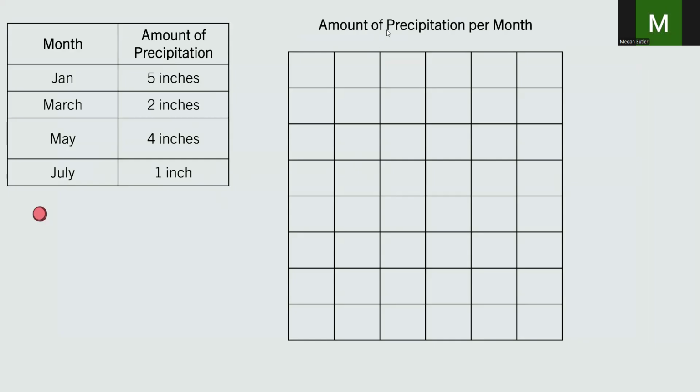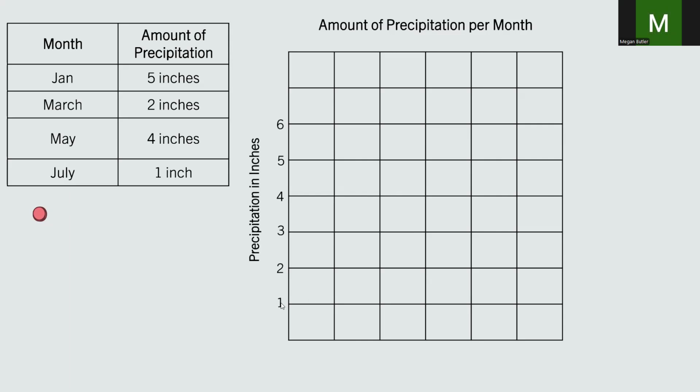So the first thing you're going to do on your graph is title your graph. This should be a short and concise title that allows your viewer or your reader to be able to know exactly what your graph is about with a minimal amount of effort.